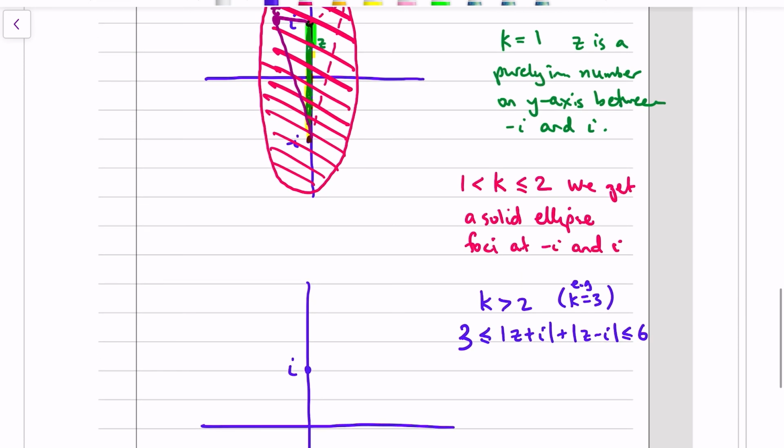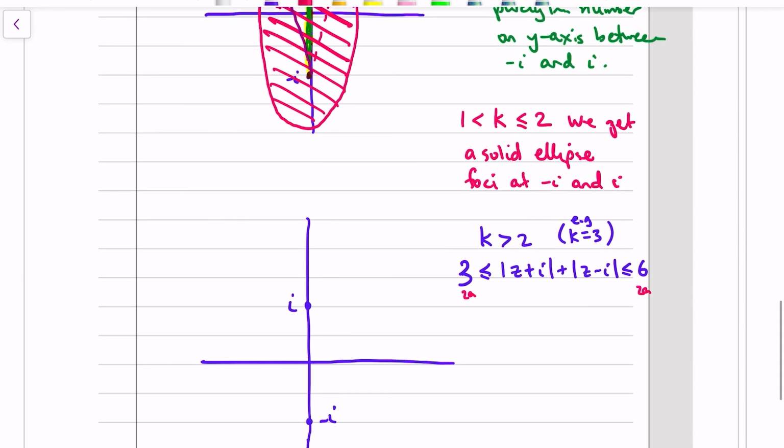So our ellipse, the major axis has to be somewhere between 3 and 6 in length. Because remember that this is equal to 2a for the ellipse. So the distance from i plus the distance from negative i, those have to add to be a number that's between 3 and 6. The major axis has to be somewhere between 3 and 6 long. Now, if I draw that with a major axis of 3 long, it's going to look like this.